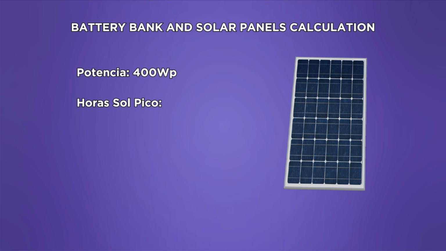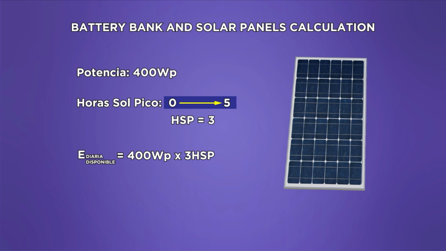The peak sun hours range from a value of 0 when there is no solar radiation up to 5, which is the maximum value when there is a lot of radiation. This value will depend on the area where we are located. For this case, we are going to consider 3 peak sun hours. You can look up this value on the internet depending on where you live. Then, the daily energy available will be the 400 watt-peak of the solar panel multiplied by the 3 peak sun hours, which gives us a value of 1,200 watt-hours that each solar panel will provide us per day.